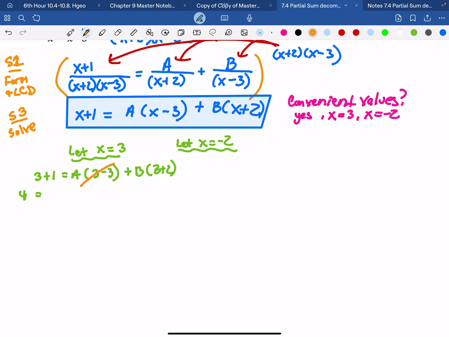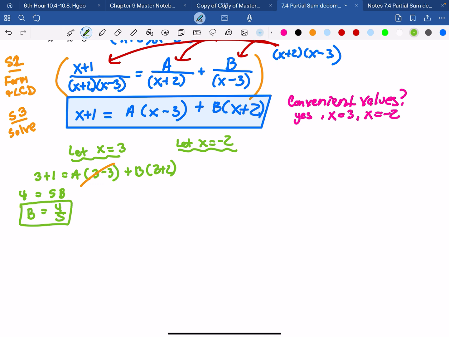That goes to 0. And this becomes 5B. Don't panic. Don't panic. Did something go wrong? I got a fraction. Nope, you're good. You get 4/5. Good to go. Nothing wrong with that. All right, now we're going to do the next one.